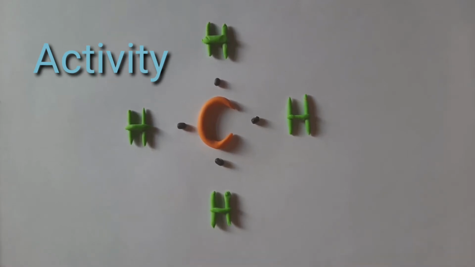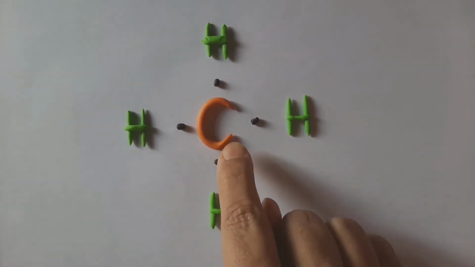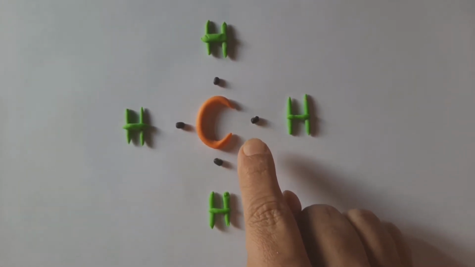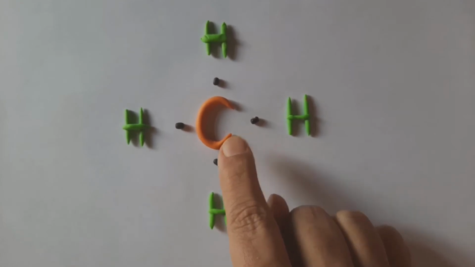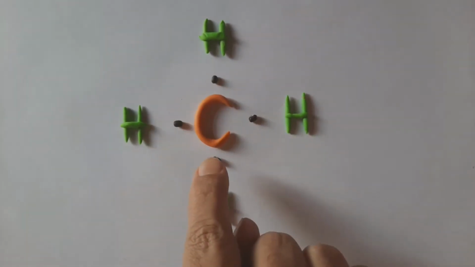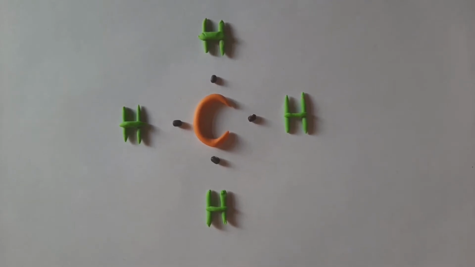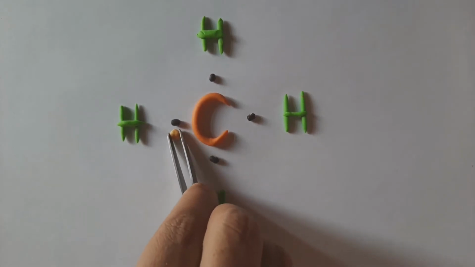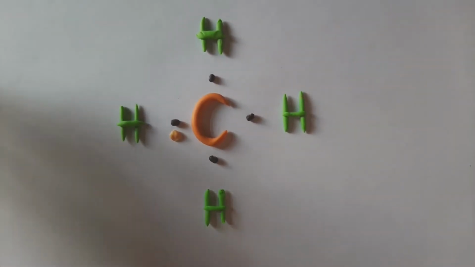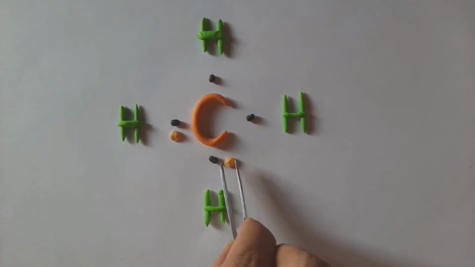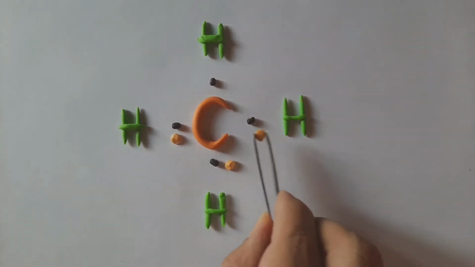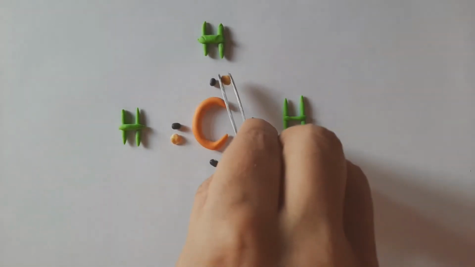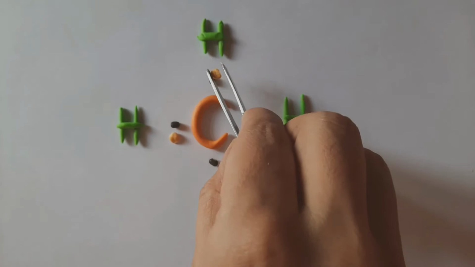We will understand it with an activity. C for carbon with its 4 electrons. I have chosen 2 colored pulses here. Black for carbon: 1, 2, 3, 4. The 4 electrons of carbon are here. Now hydrogen has 1 electron. I'll place it here. This is the hydrogen electron. This is the electron of this hydrogen, and of this hydrogen.